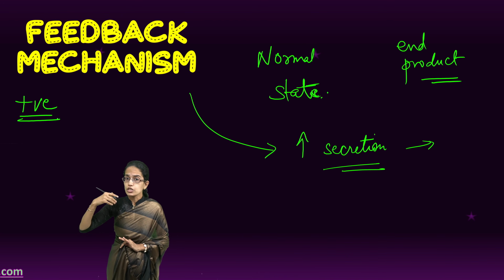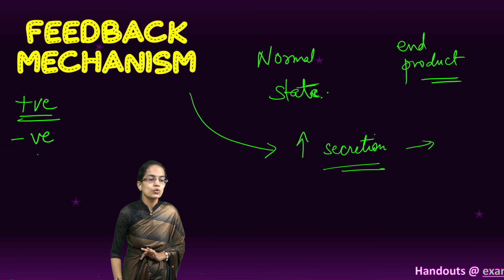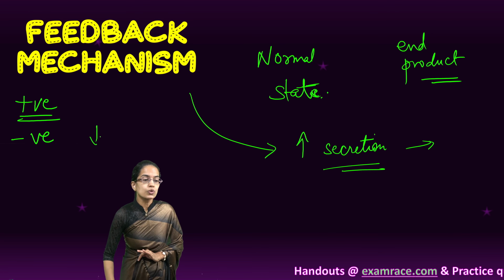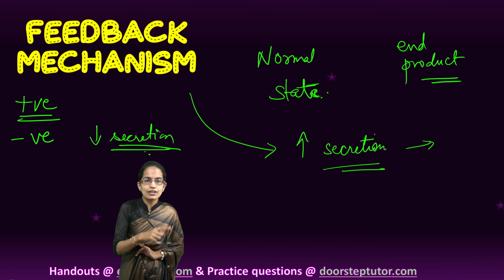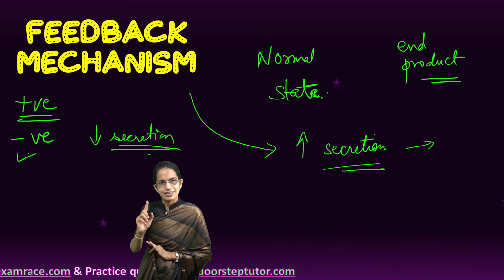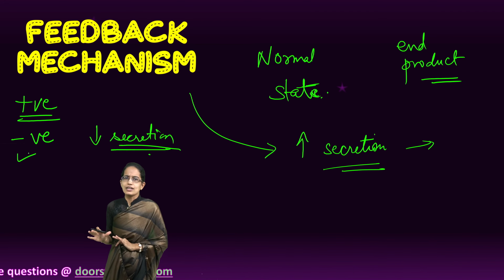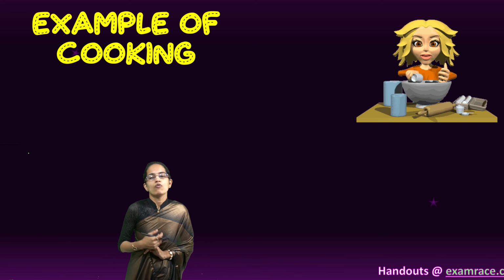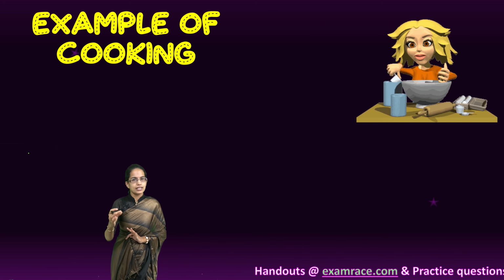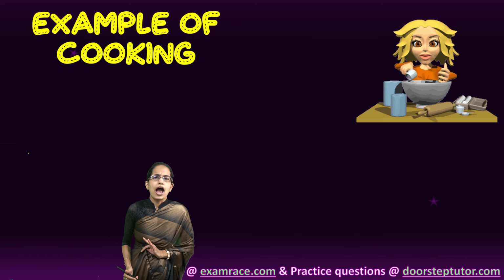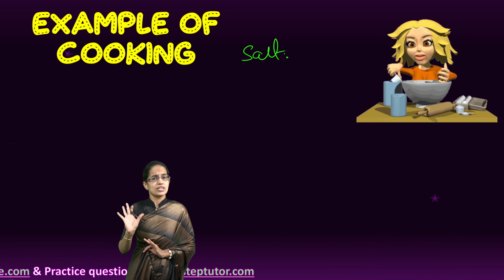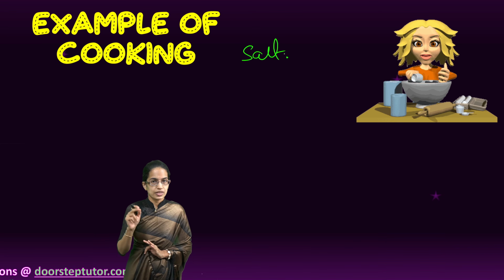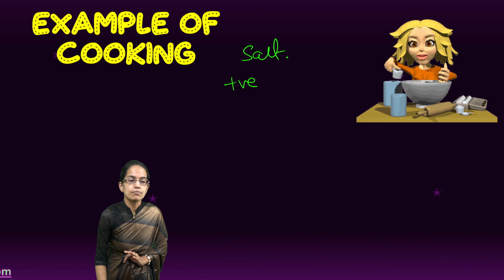However, when the secretions are too much, we need to reduce the secretions, and this reduction in the secretion in order to come back to normalcy is called negative feedback. Now this might appear a little confusing, so we have a very simple example from our daily cooking life. Let's say I am preparing a dish today, but I forgot to add salt to it. Now I serve you the dish. You might say, oh, everything looks fine, but there is no salt. Now, this is a positive feedback. Why?